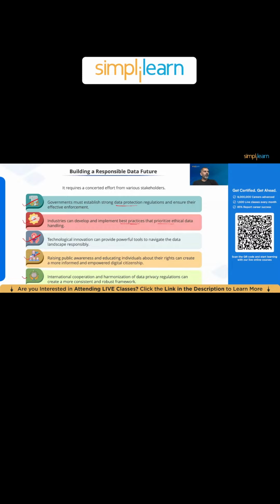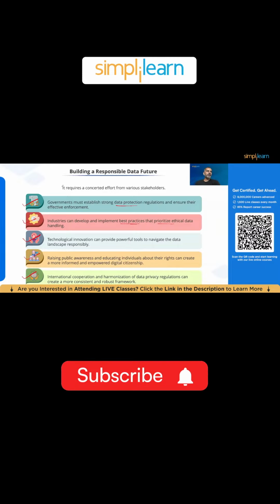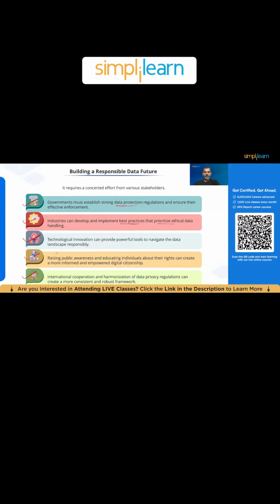And finally, we need international cooperation and harmonization of data privacy regulations that can create a more consistent and robust framework. So this is something we require from our environment: from the governments, from the education sector, from the industry sector, even from the international entities. When they come together, we can think of building a responsible data future, guys.